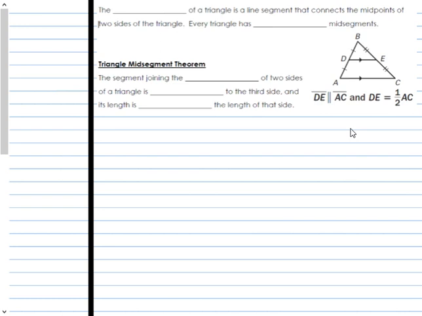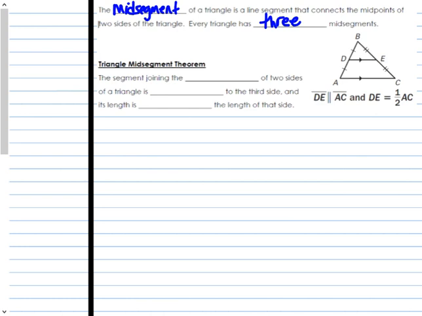Next up, we have the midsegment. The midsegment of a triangle is a line segment that connects the midpoints of its two sides, and every triangle has 3 midsegments. 3 medians, 3 midsegments. So the midsegments go from side to side, not from vertex to side.